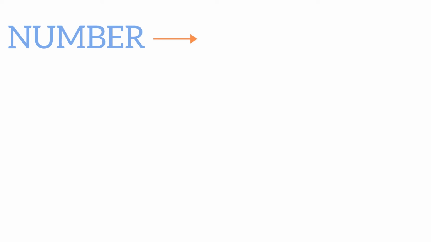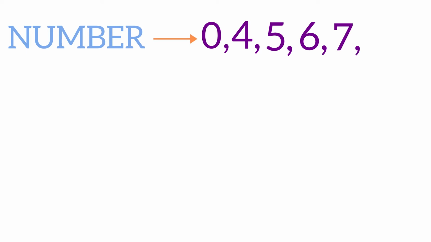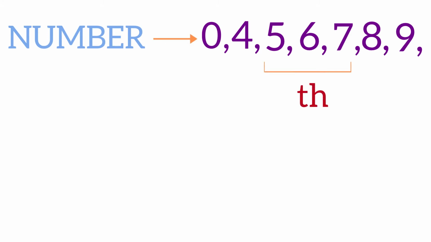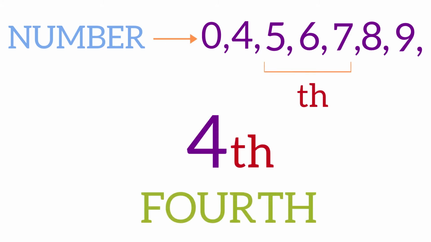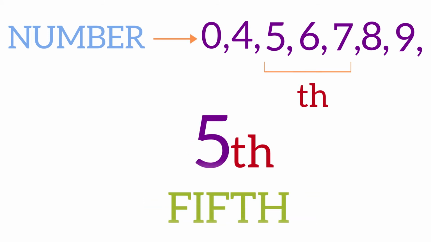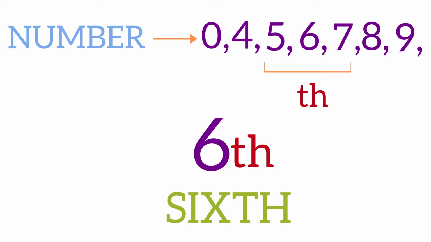Last one, when a number ends with 0, 4, 5, 6, 7, 8 or 9, we use TH at the end. For example, fourth or fifth or sixth.